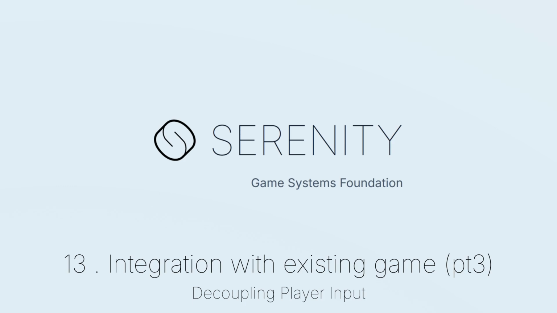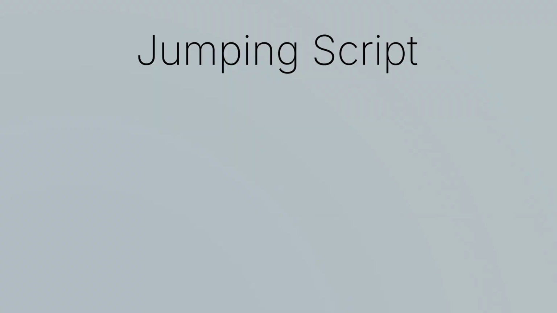The goal is simple. We want the player to keep jumping exactly as before, but instead of the player jump controller deciding which keys are valid, Serenity will receive the input action and invoke the gameplay method for us. By the end of this video, the same jump action will work with keyboard and gamepad, without hard-coding the input device inside the player script.